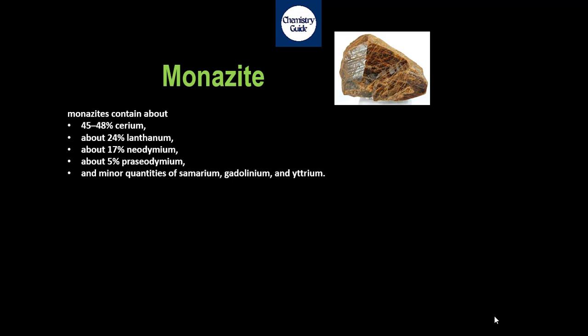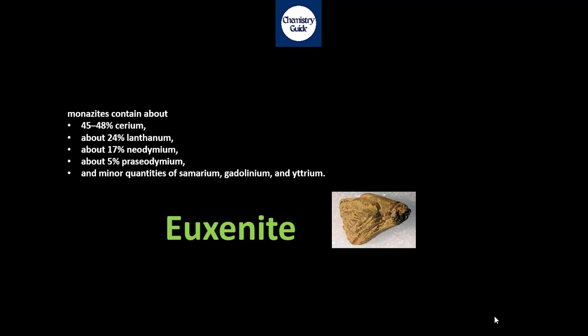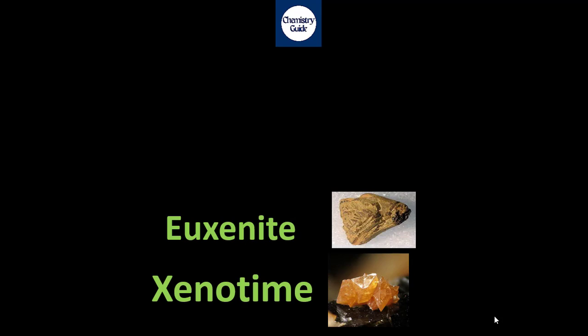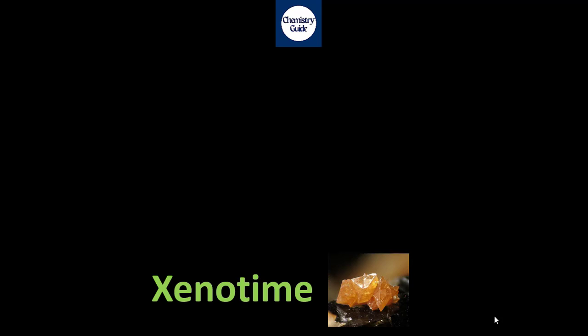Monazite actually contains 45 to 48% cerium. It also contains 24% lanthanum. Further, it contains 17% neodymium and 5% praseodymium, and it further has minor quantities of samarium, gadolinium, and yttrium. So these are the lanthanides or F block elements present in monazite. Further, oxenite is also a mineral of lanthanides. Further, xenotime is also a mineral of lanthanides.